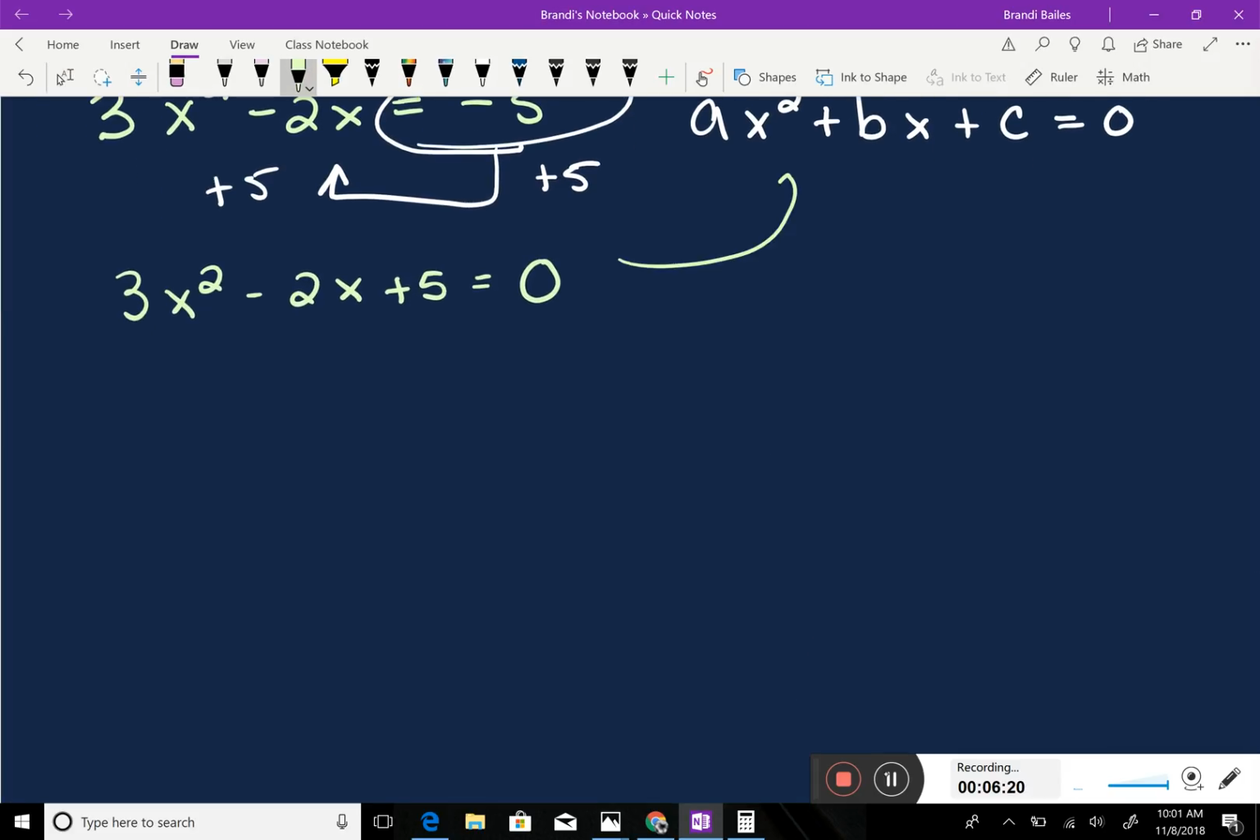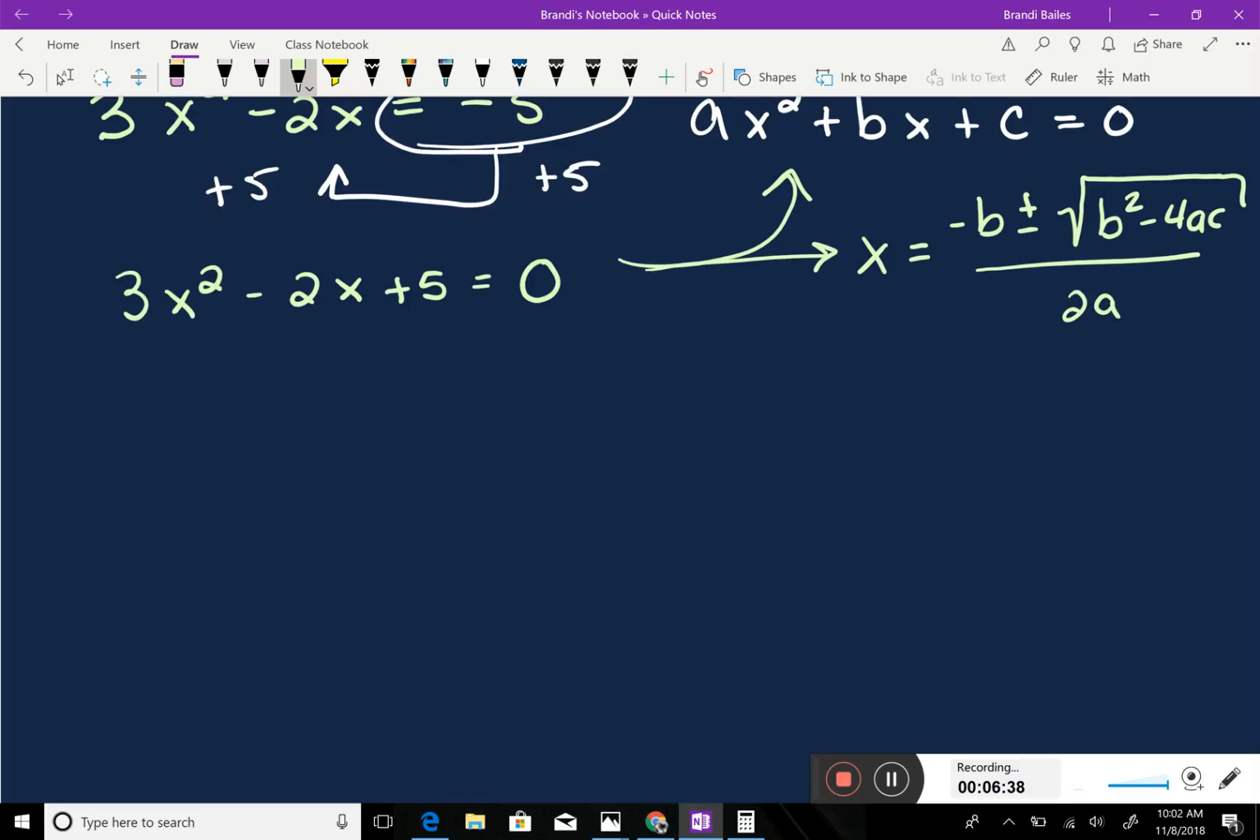So now I've got it in the standard form, which means that I can plug and chug into x is equal to negative b plus or minus the square root of b squared minus 4ac all over 2a. So a is equal to 3, b is equal to, I've got to keep that sign, so negative 2, and c is equal to 5.